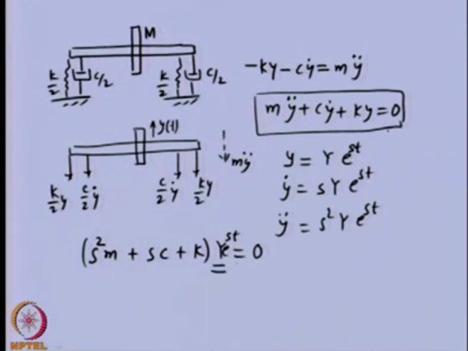These expressions cannot be 0, otherwise there will not be any motion. So, we need to put the terms within the bracket equal to 0, and this is called the frequency equation or characteristic equation. From this we can get the frequency of vibration. So, let us solve this equation. This is the frequency equation we got from the spring mass damper system. We can solve for s because this is a quadratic equation.